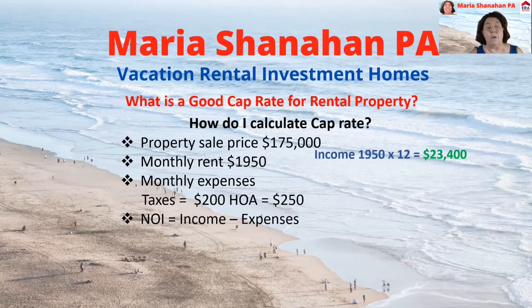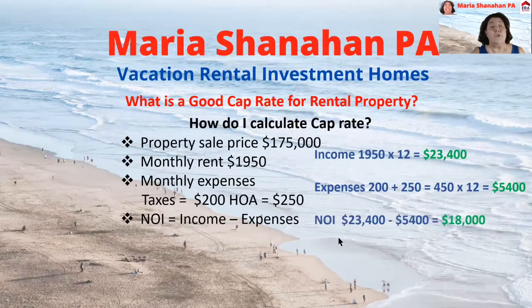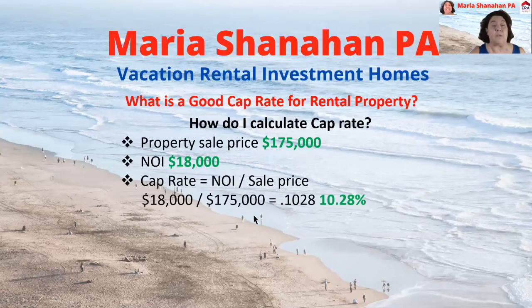$23,400 annual income. Your monthly expenses of $200 a month for taxes and $250 for HOA for $450 a month times 12 months in the year gives us $5,400 in annual expenses. Your net operating income is simply taking that total income of $23,400, subtracting your expenses of $5,400 to come up with $18,000 in net operating income. We already said the sales price was $175,000, so our net operating income of $18,000 is divided by the sales price, and that gives us a cap rate of 10.28%.